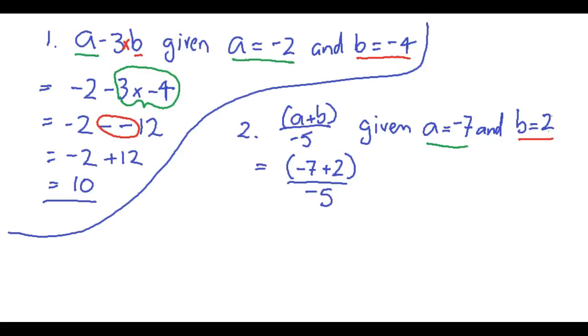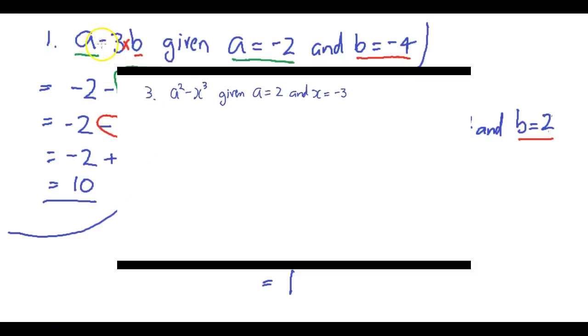Now I'll do the bracket first in the numerator, and I have -7 plus 2. I'm not going to get past 0, so I'm going to get closer to 0. So -7 plus 2 is -5. And so I end up with -5 divided by -5. Now a negative divided by a negative is a positive, and 5 goes into 5 once, so it's +1.